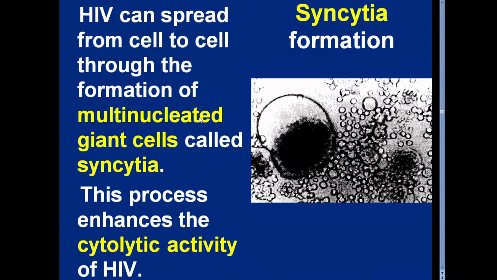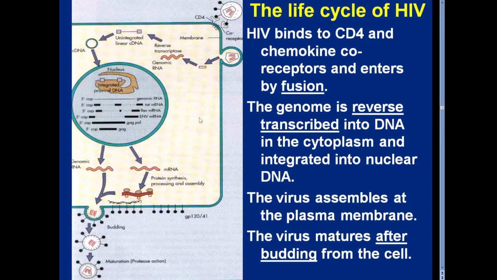Another distinguishing feature of these viruses is that they can spread from one cell to another through the formation of multinuclear giant cells, which are called syncytia. This process enhances the cytolytic activity of HIV. Why is it possible? Because glycoproteins are inserted in the membrane of cells. Then these glycoproteins can fuse with CD4 receptors on the surface of another cell, a T lymphocyte or macrophage. That's why these two cells fuse and viruses can transfer from one cell to another without release.